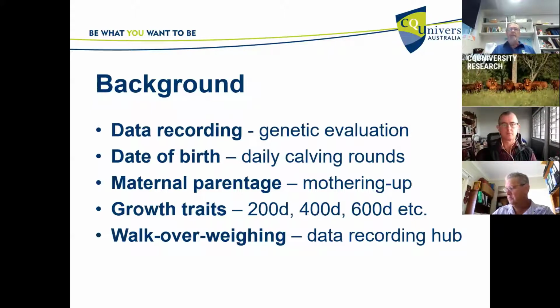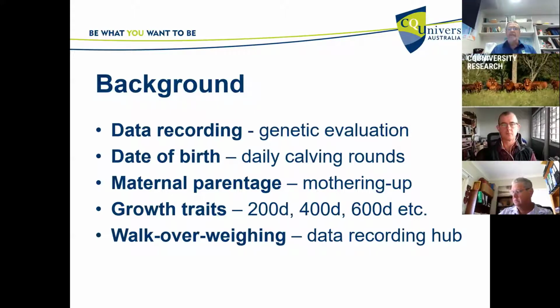One of the single most important pieces of information we can measure is date of birth, and generally for an accurate date of birth, daily calving rounds are needed. And if you're not doing daily calving rounds, then calves are probably tagged at a later date and then mothered up. And at that time, we're also getting information on maternal parentage, another vital source of information we need to record for genetic evaluation purposes.